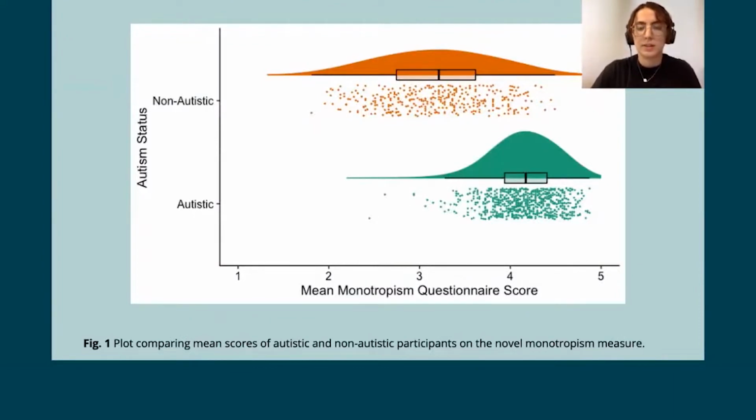As you can see, the autistic participant group in green had higher scores, and the scores also deviated less from the overall mean score compared to the non-autistic group.